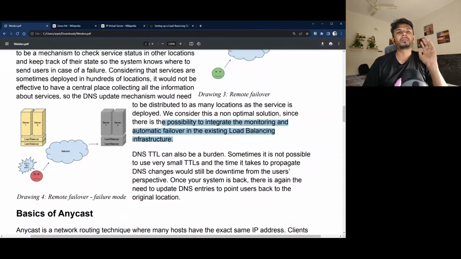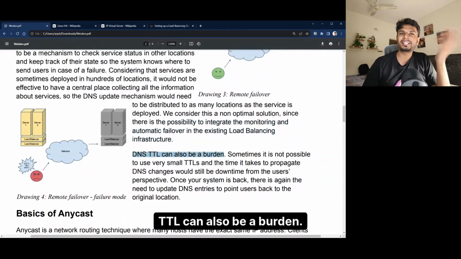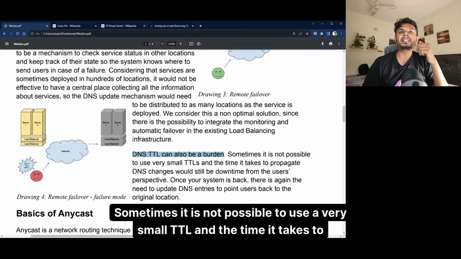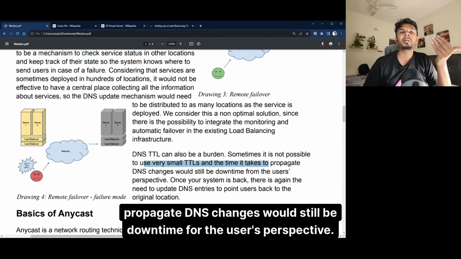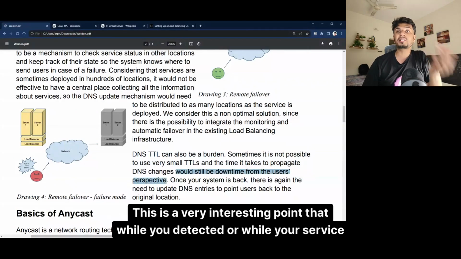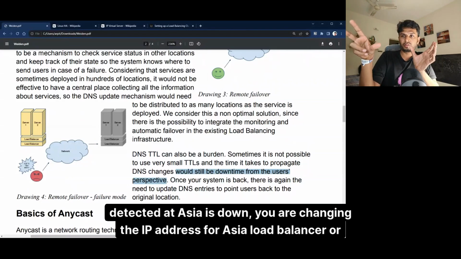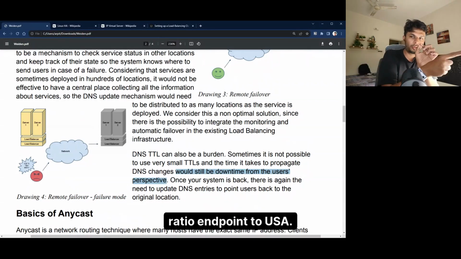Right. Now, what other problem comes with DNS? TTL can also be a burden. Sometimes it is not possible to use a very small TTL, and the time it takes to propagate DNS changes would still be downtime from the user's perspective. This is a very interesting point: while your service detected that Asia is down, you are changing the IP address for the Asia load balancer or Asia endpoint to USA.